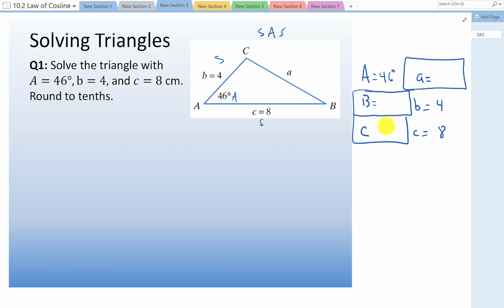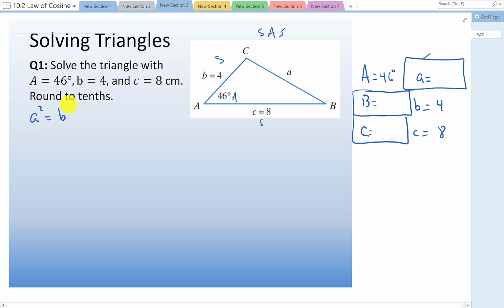Now, the great thing about law of cosine, it's really easy to plug in. But you are going to have to be careful when you plug in and use your calculator. But let's go after the side A. That's my first goal. So I'm going to go right to the law of cosine.